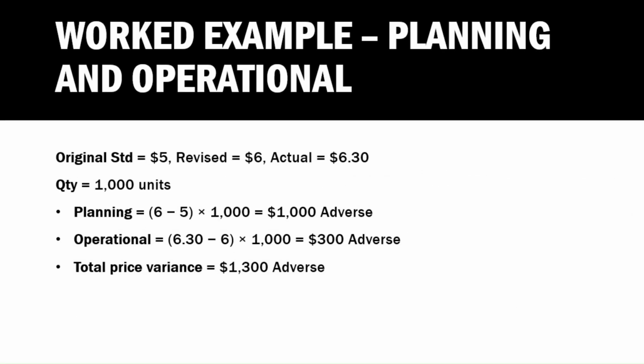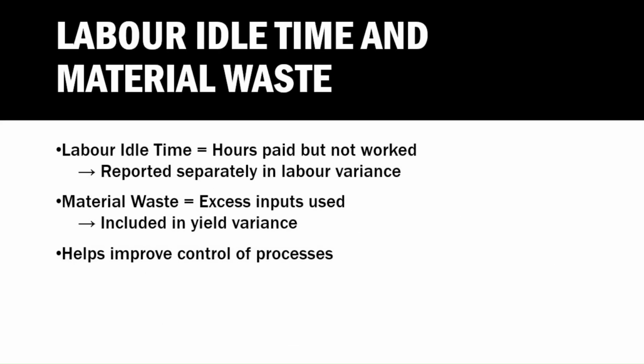For example, the original standard price is $5, the revised standard price is $6, and the actual price is $6.30. For 1,000 units, the planning variance equals $1,000 adverse, the operational variance equals $300 adverse, and the total equals $1,300 adverse.